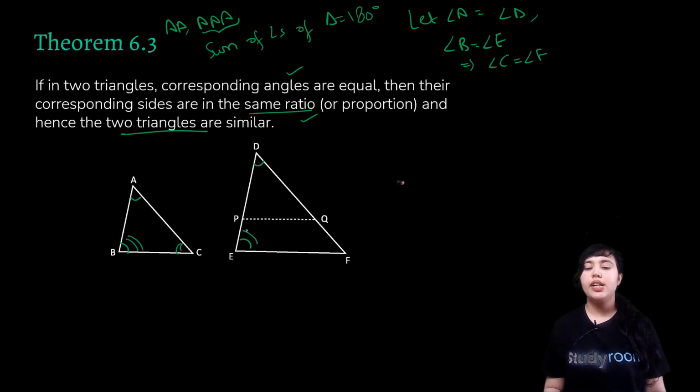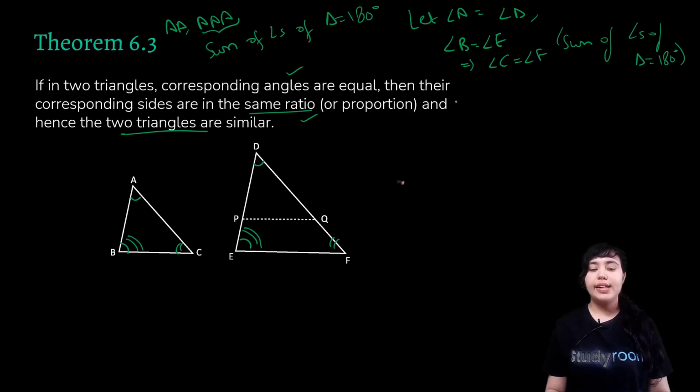Reason being, the sum of angles of a triangle is 180 degrees. Okay, you can state the reason also. So once you've written about the equality of the corresponding angles, we can prove that triangle ABC and DPQ are congruent. But how did we get this triangle DPQ?